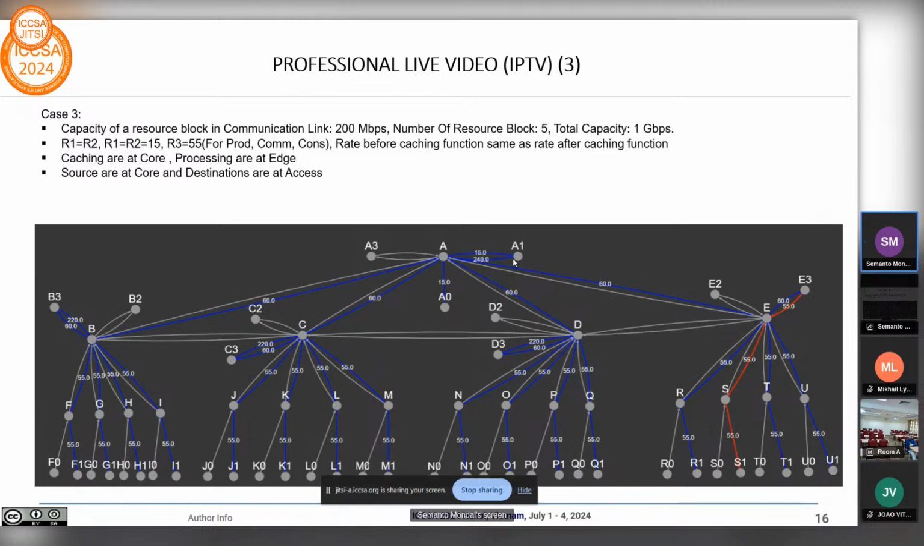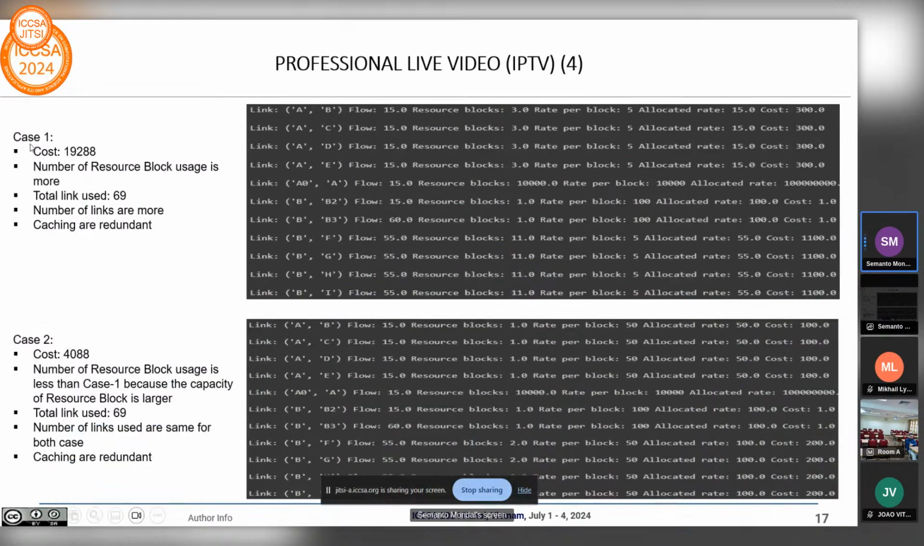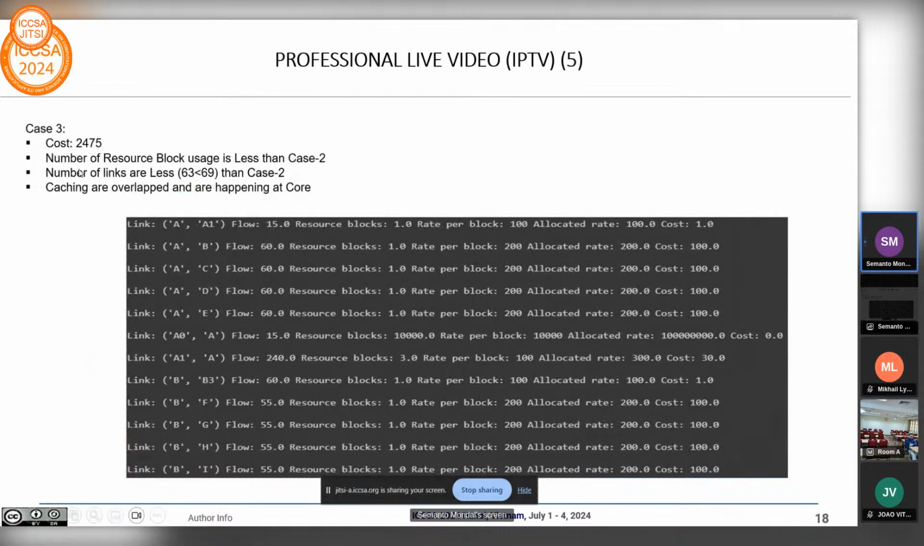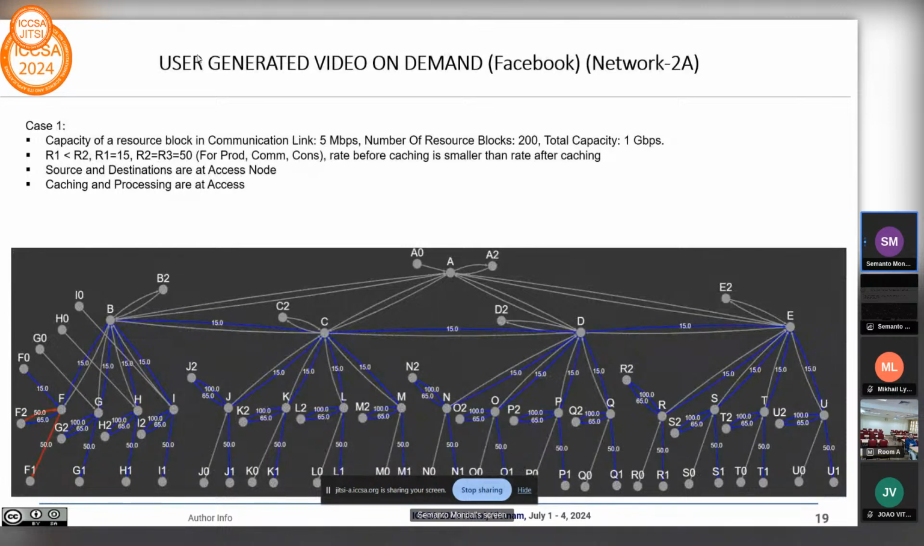That is nothing but reducing the use of resource blocks, and ultimately the outcome is the reduction of the overall cost of the network. So here you can see for case one, the overall cost was 19,288. For case two, it was reduced to 4,088. But for case three, that is the 200 Mbps case, the overall cost of the network is only 2,475, and also the number of links used is less than in case one and case two.